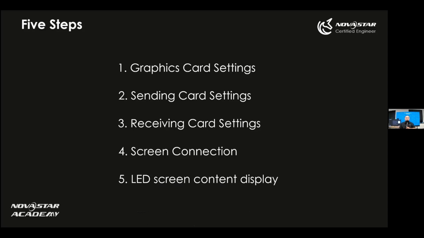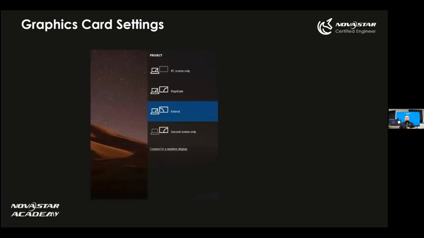Let's see them step by step. First, the graphic card settings. Here we show you the different modes of your computer. Actually, these are settings of your computer, and they are important. You can choose the copy mode, the extend mode, or the second screen only. This is how you show the image on the screens, because only when you set the correct mode can you know what the correct image of your screens is.